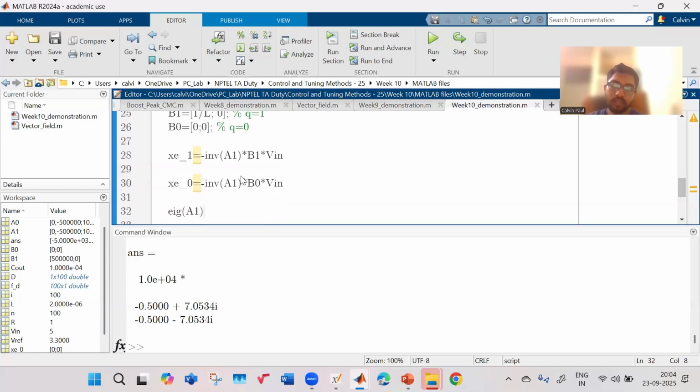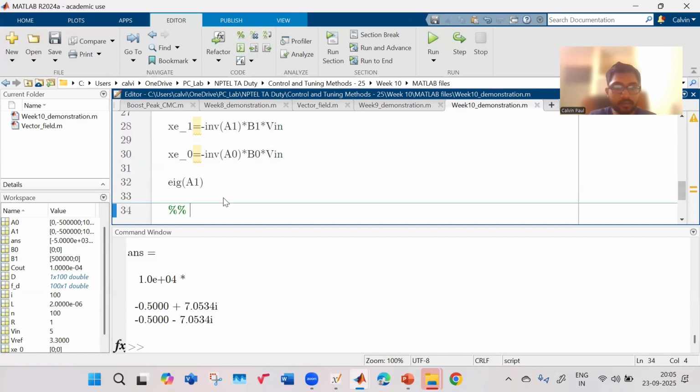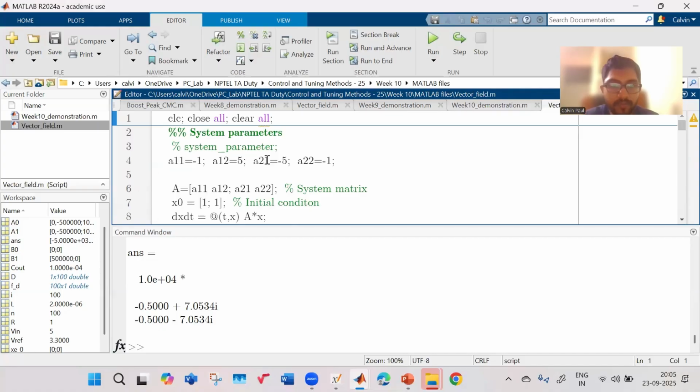Similarly, this should be 0 actually. And A1 and A0 both are stable focus. So the vector field for a stable focus, let us draw that vector field only. You draw it. Code for vector field.